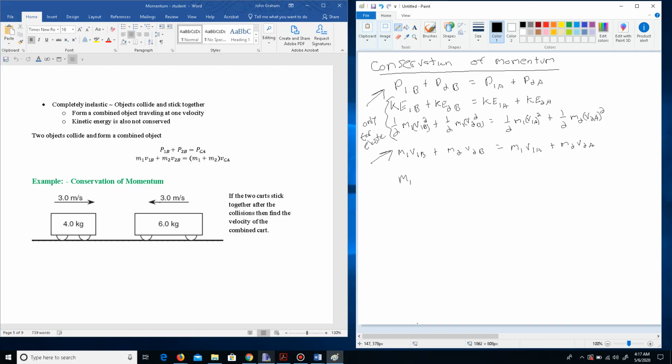So you actually will have M1 V1B plus M2 V2B equals M1 VCA, which is what I'll call them combined afterwards, plus M2 VCA. These are the same, so we factor them out and you get M1 plus M2 VCA, and so they combine. It actually makes the math a lot easier. So let's do an example.